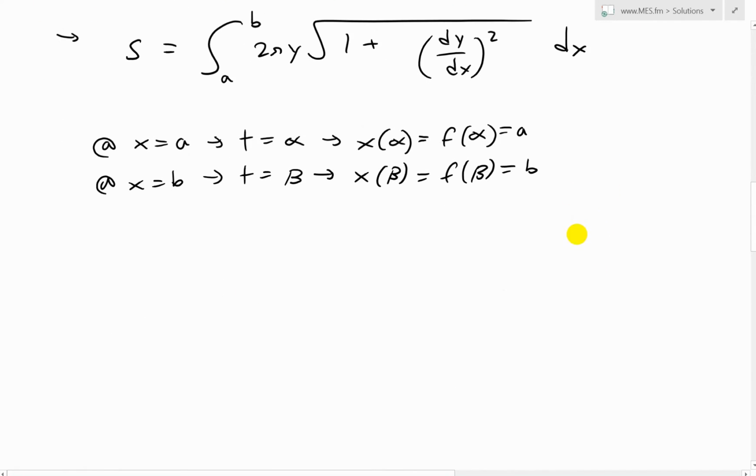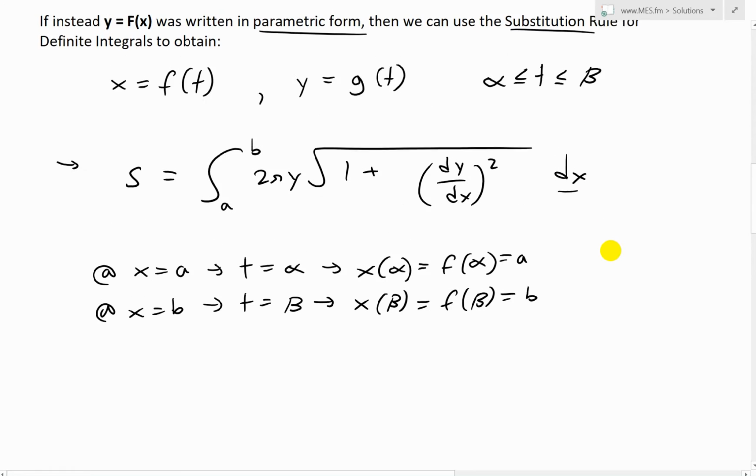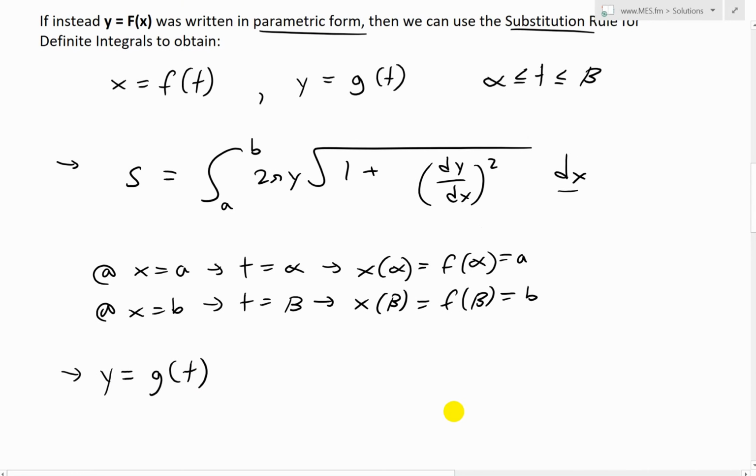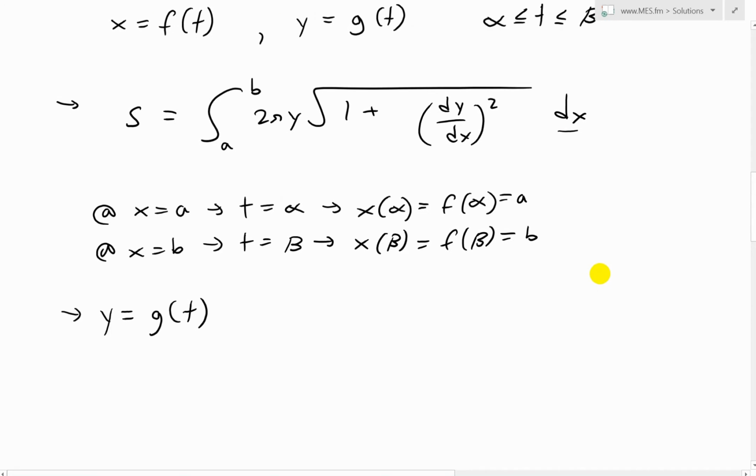Or, yeah, so the next one we want to change is this one. And the reason we're not going to change this y, well, it will show up in the last formula anyways, but we'll just change it for now. So y is just equal to g of t, just for completeness' sake. So y is equal to g of t, and then the next one we want to change is this dx to get it in terms of dt.